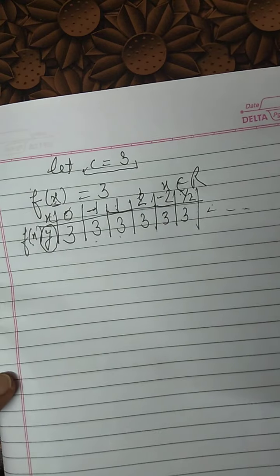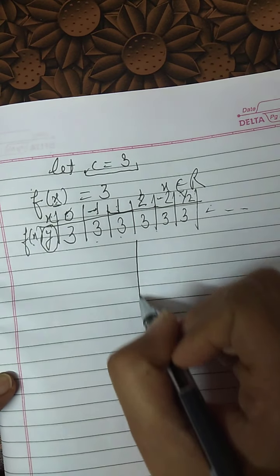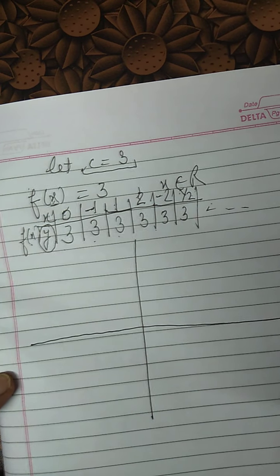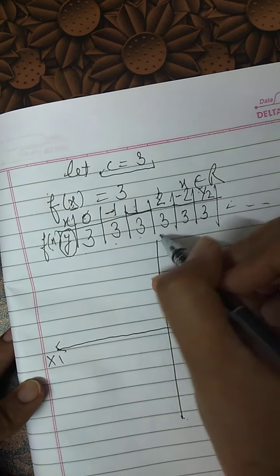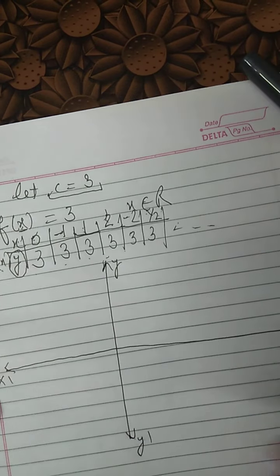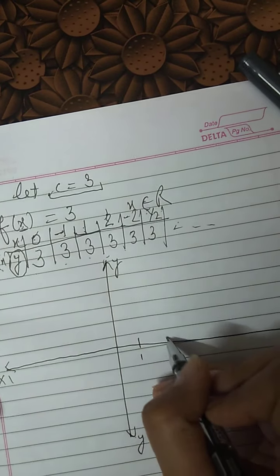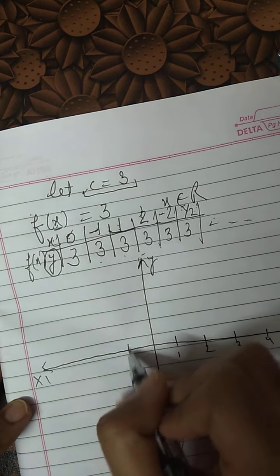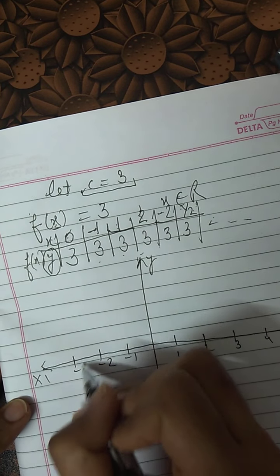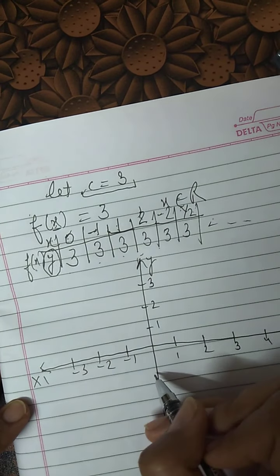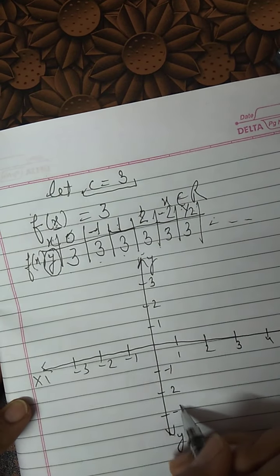And here we are supposed to plot the graph for each and every function that we are going to discuss. So let us do that. This will be the x-axis, this will be the negative x-axis, this is our y-axis, and this will be the negative y-axis, right? Let us mark the points. Let it be 1, 2, 3, 4, 5, and so on. Let it be minus 1, minus 2, minus 3, and so on. Here 1, 2, 3, and so on. Minus 1, minus 2, minus 3.